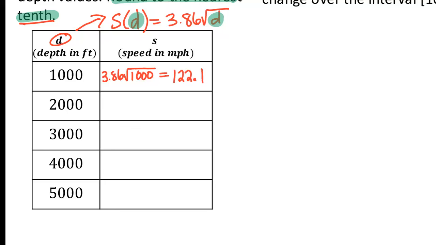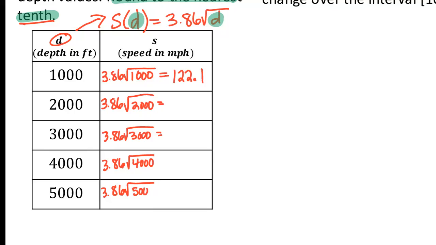122.1 miles per hour. Okay? So you're going to keep doing that down the table, but you're going to change the d value every time. So this is now going to be 3.86 times the square root of 2,000. 3.86 times the square root of 3,000. And then 4,000. Then 5,000. So go finish the table, go find the other 4 values, and then I'm going to call people to tell me what you got for your values.